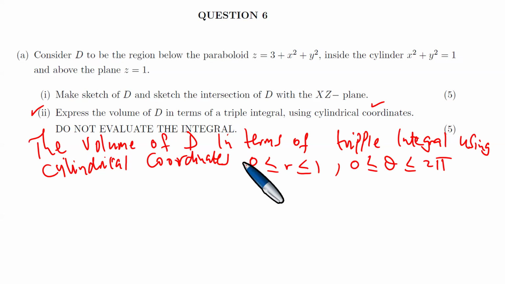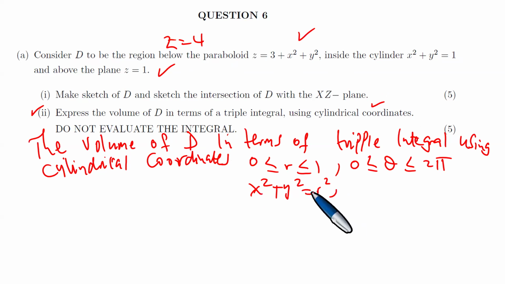Now there's something called the paraboloid. This paraboloid is between Z equals 1 and Z equals 4. We saw that. But there are things you need to remember: X squared plus Y squared in the cylindrical coordinate system is R squared. So Z goes from 1 up to X squared plus Y squared plus 3.